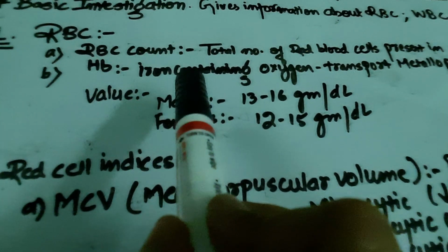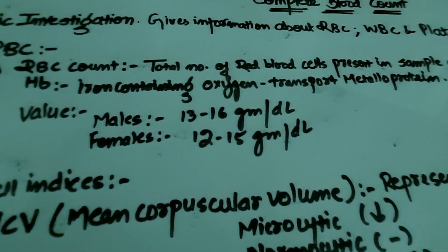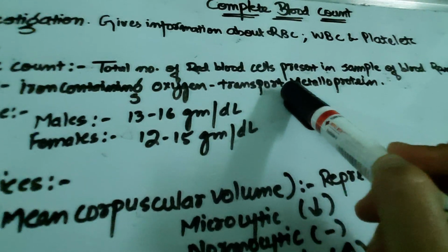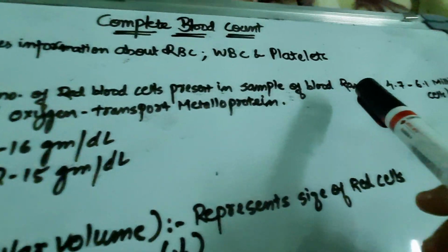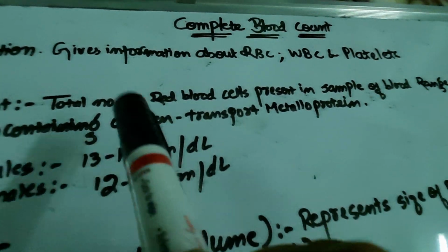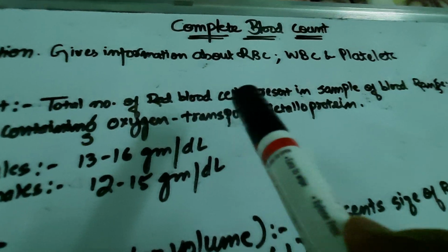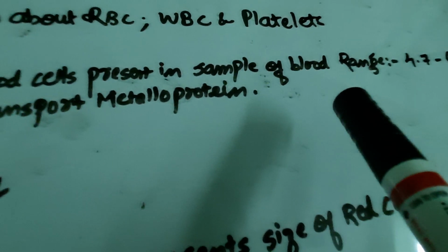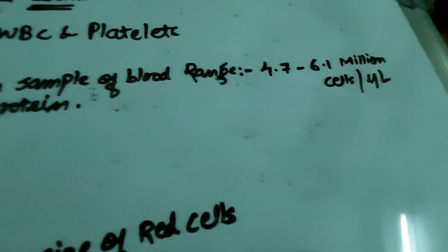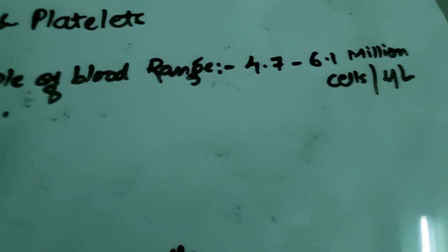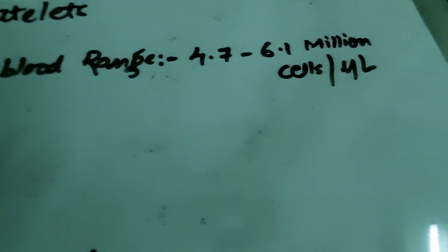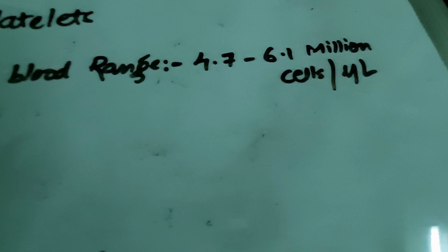Now, what is RBC count? RBC count gives you the estimation of the total number of red blood cells present in the sample of blood. Again, I'm repeating, it gives you the estimation of total number of red blood cells present in the sample of blood. You have to know the normal range of RBC count, which is from 4.7 to 6.1 million cells per microliter. I'm focusing again on the unit. It is million cells per microliter.